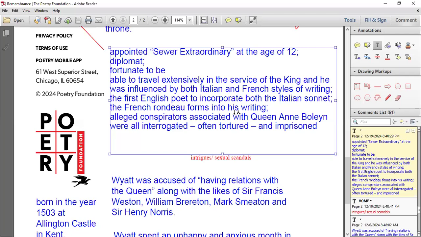Look at the next one. Wyatt was accused of having a relationship with the Queen along with a few other noblemen like Sir Francis Weston, William Breton, and Mark Smeaton, and Sir Henry Norris. Because of that, he was arrested, interrogated, and tortured, and at last, because he was very influential, he was released.